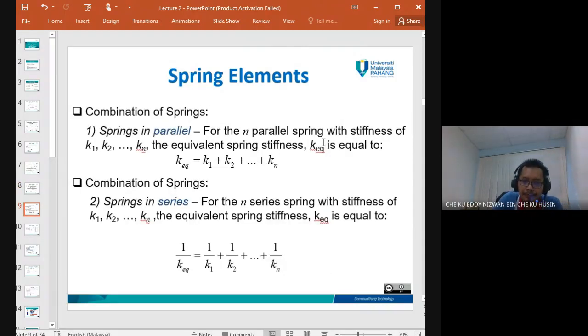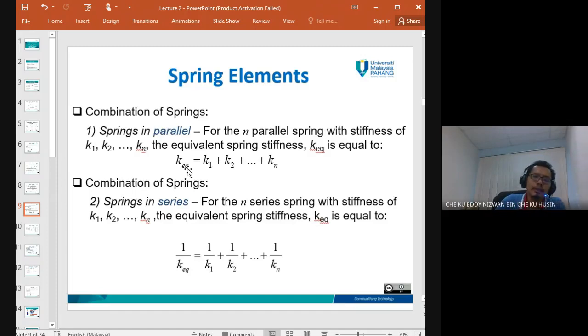Okay, then it's about the combinations. Sometimes we have more than one damping or stiffness element, and we have to know how to find the equivalent stiffness for the system. First we have to identify whether the stiffness is in a parallel arrangement or a series arrangement. Once you identify the arrangement of the springs, then we can determine the equivalent stiffness.